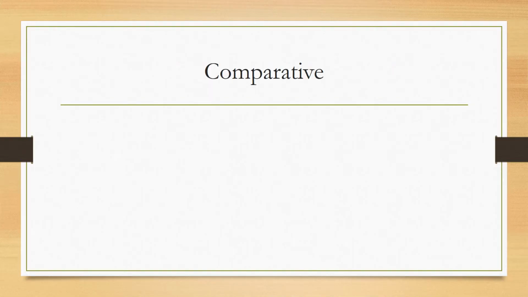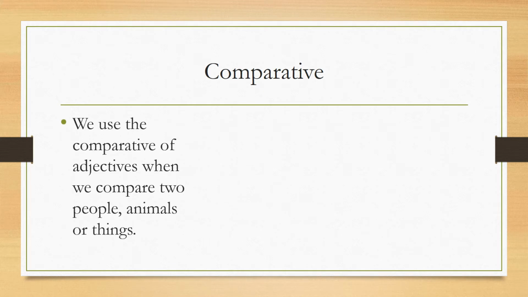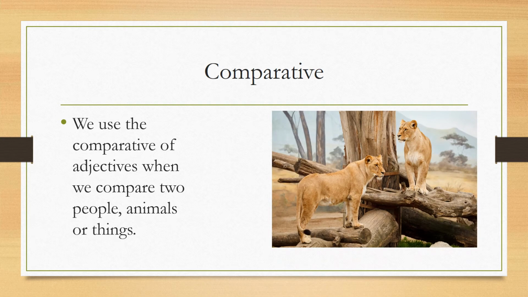The comparative form. We use the comparative of adjectives when we compare two people, two animals, or two things. For example, I'm going to compare the lionesses. I can say the right lioness is bigger than the other lioness. Remember the comparative form, we compare two people, two animals, or two things. Very important.